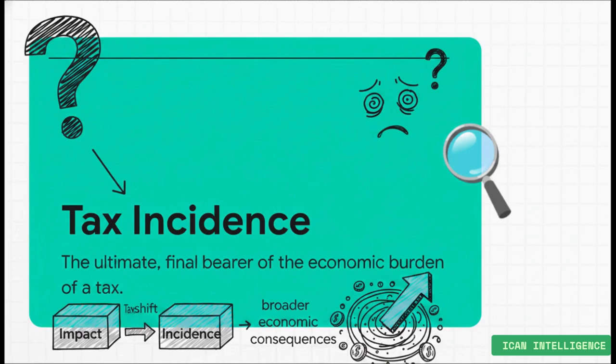Tax shift is simply the actual process of transferring that burden from the point of impact over to the point of incidence. And finally, tax effect just refers to the broader overall economic consequences of the tax.